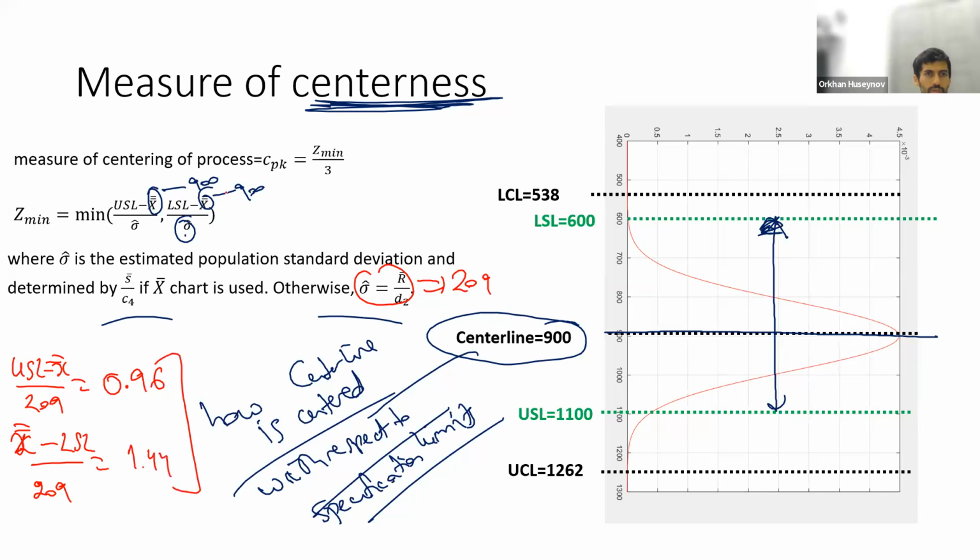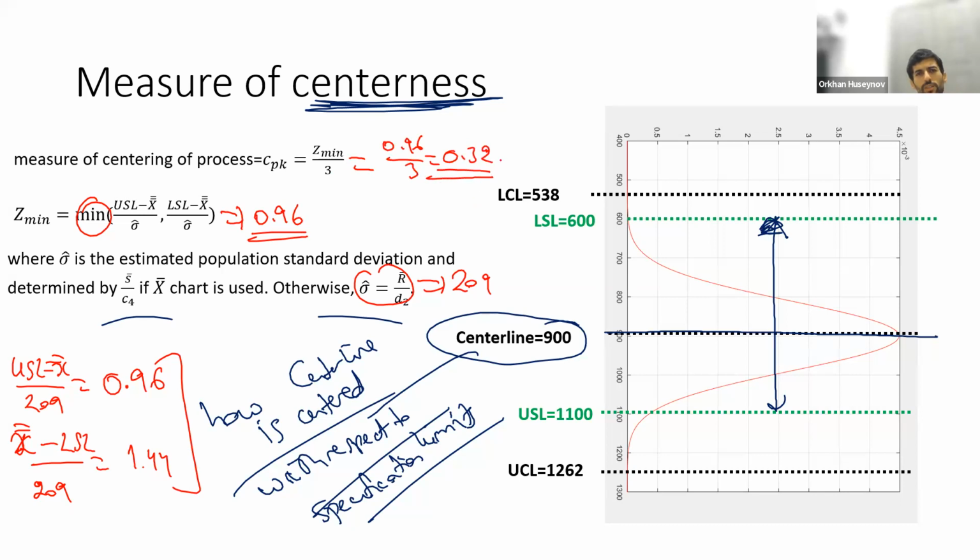And then this one says to take the minimum of it. So we have 0.96 and we have 1.44. The minimum of it is 0.96, and then we divide by 3. So we divide 0.96 by 3, and it will be 0.32. You can see 0.32, and this one is, again, not good.